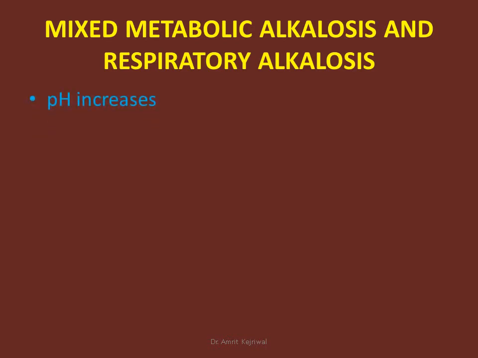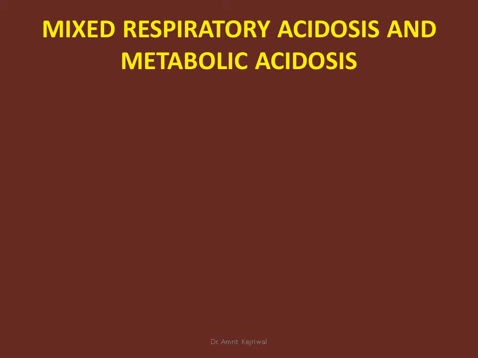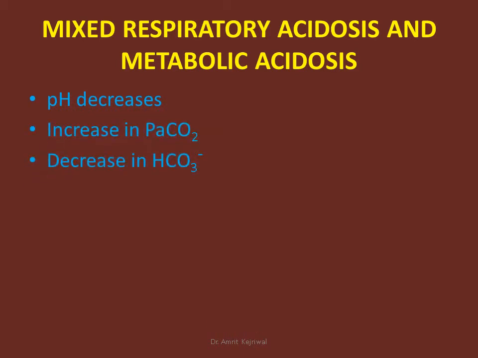There are various causes of mixed metabolic alkalosis and respiratory alkalosis. When both of them are mixed, you'll get a pH that increases, PaCO2 decreases, and an increase in bicarb. Examples are liver cirrhosis with diuretic use, hyperemesis gravidarum, and excessive ventilation in COPD patients. Mixed respiratory acidosis and metabolic acidosis can be seen in various conditions, and in this the pH decreases, PaCO2 increases and bicarb decreases, such as cardiac arrest and multi-organ failure.